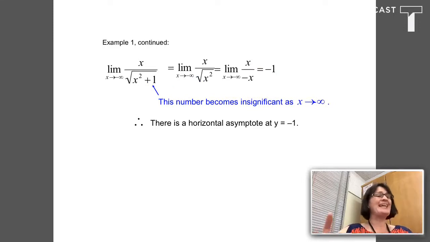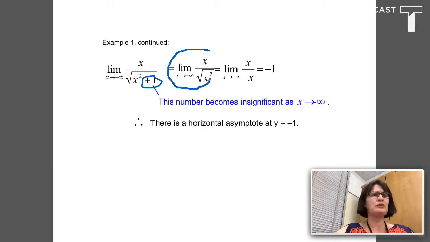Now watch what happens as I let x approach negative infinity. So as x gets smaller and smaller towards negative infinity, this plus 1 still will have a smaller and smaller effect. So I can change my problem to consider this limit as x approaches negative infinity of x over the square root of x squared.